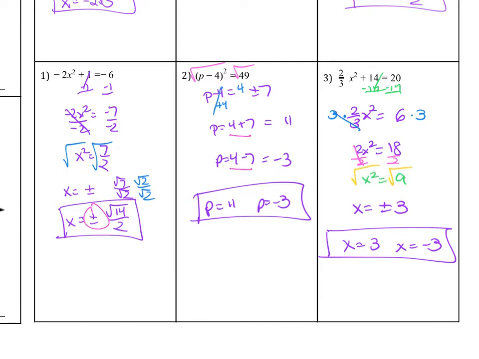For number 3, I subtracted 14 from both sides, so I want to try to isolate the squared value. Subtract 14. 20 minus 14 is 6. Then I want to clear the fraction, so I multiply 3 to both sides. And now notice that I have 2x squared equals 18, because 6 times 3 is 18. Then to isolate the squared value, divide by 2. So now we're left with x squared equals 9. I square root both sides. So x equals plus or minus 3, or x equals 3, and x equals negative 3.